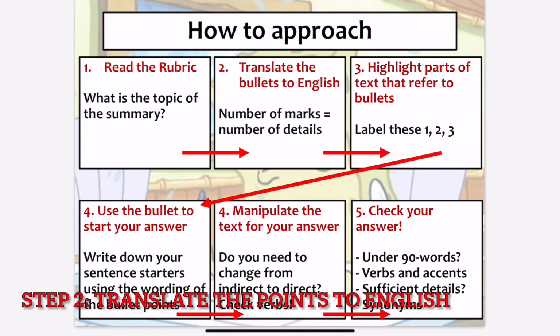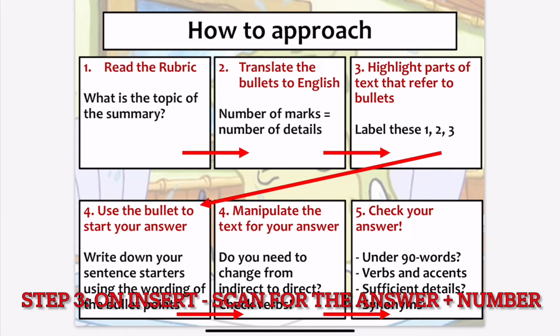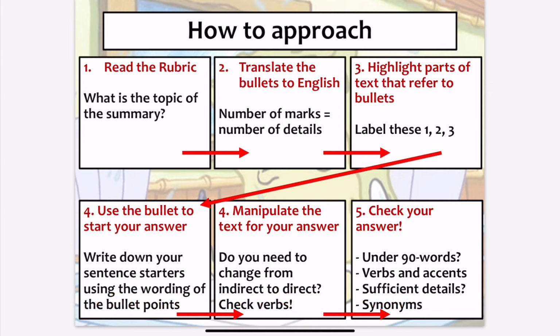After you've read the rubric, translate the bullet points into English. Now, each bullet point's worth a certain amount of marks, and if it's 3 marks, you need to give 3 details in your answer for that bullet point. When you've done that, go to the text and the insert, and highlight the parts of the text that refer to the bullet points where the answers lie. So where the answer lies for bullet point 1, I'll be highlighting that and putting a little number 1 next to it so you know exactly where it is in the text.